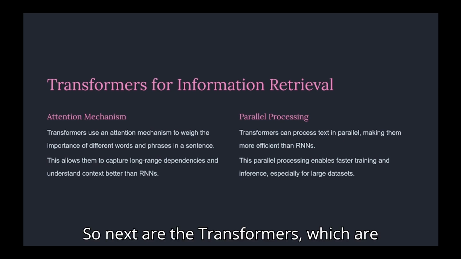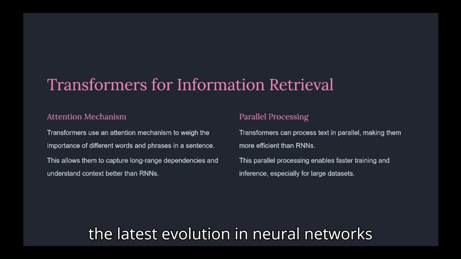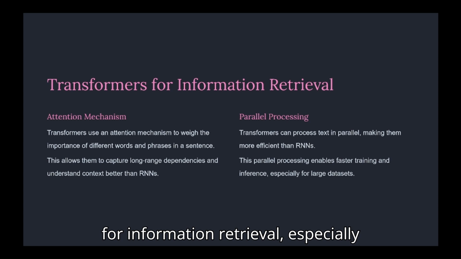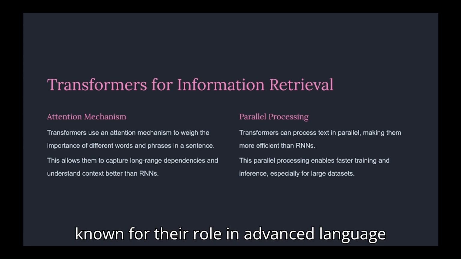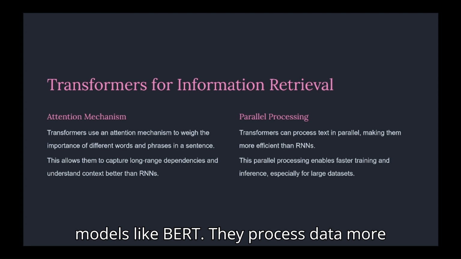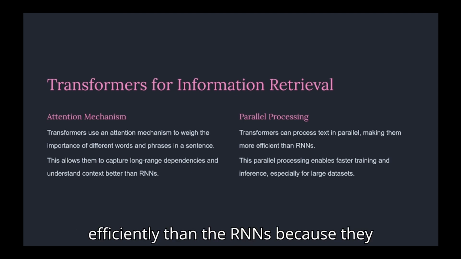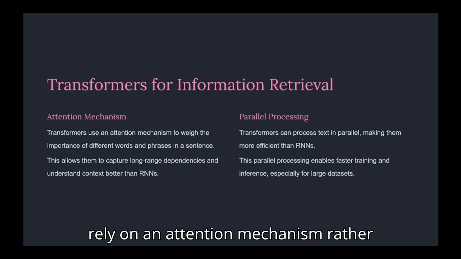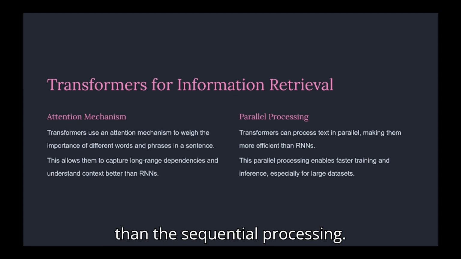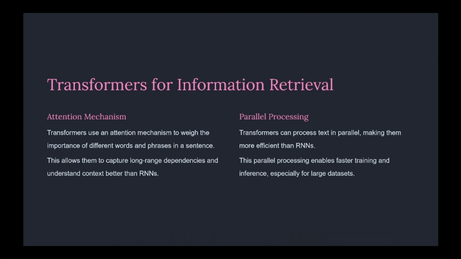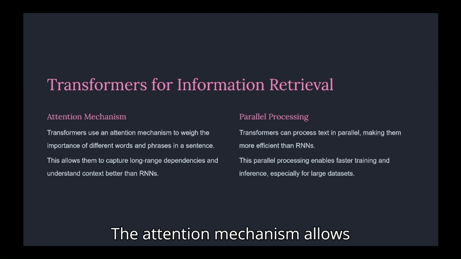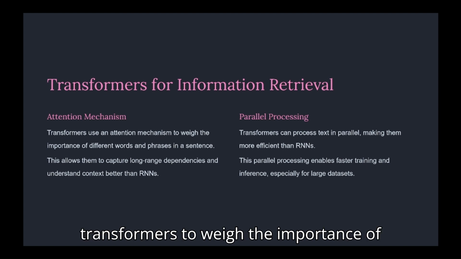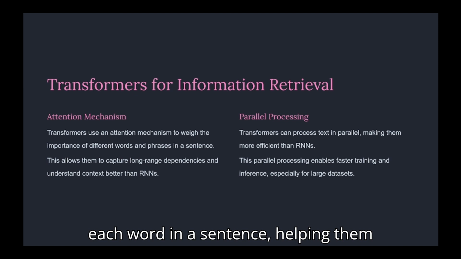So next are the transformers, which are the latest evolution in neural networks for information retrieval, especially known for their role in advanced language models like BERT. They process data more efficiently than the RNNs because they rely on an attention mechanism rather than sequential processing. The attention mechanism allows transformers to weigh the importance of each word in a sentence, helping them focus on relevant parts of a query or document.